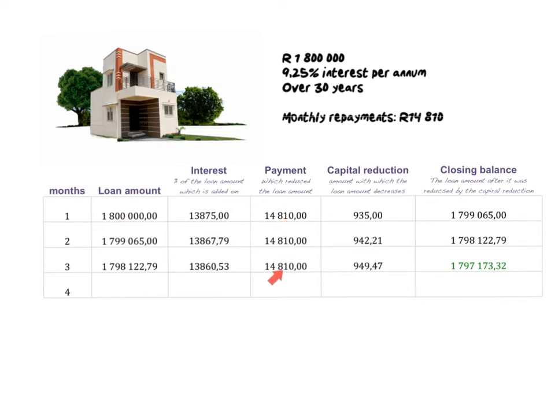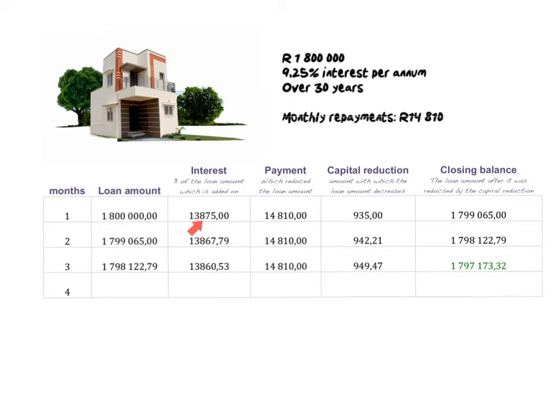That is the calculation that the bank did and what you've agreed upon. It is normally about a third of your salary. So you will never be given a bond which exceeds a third of your salary, the monthly repayments. And then there's something here called the capital reduction. Now, the capital reduction means the amount with which the loan amount or the opening balance decreases.